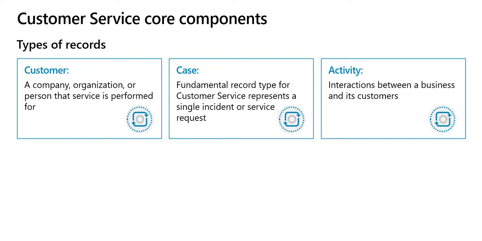Activity means all the interactions which are happening between the end customer and our team. Let's say that could be an email activity, where an email has been sent by the customer and we are responding back to the email. That could be a phone call activity, that could be a chat activity, or at times there could be mails, like hard copies, which are being received from multiple customers and which we need to work upon.